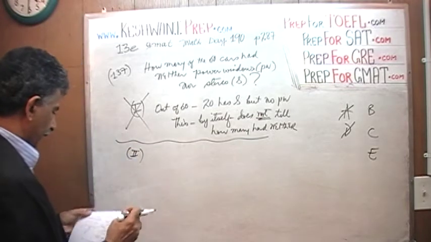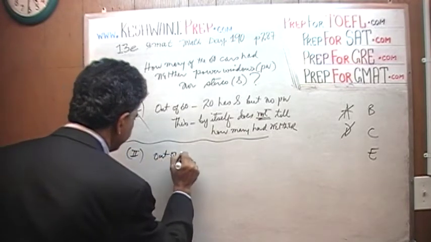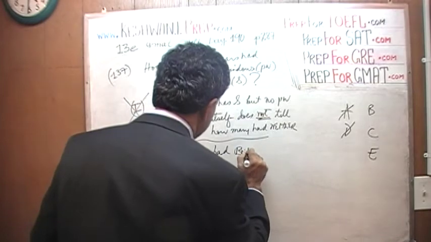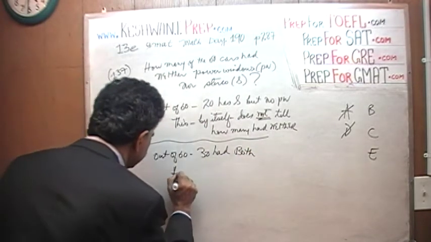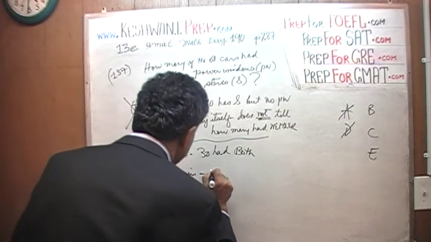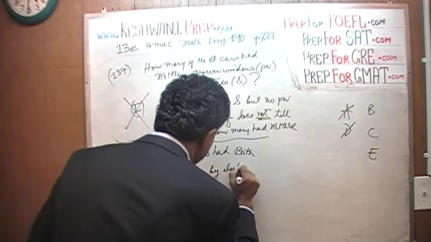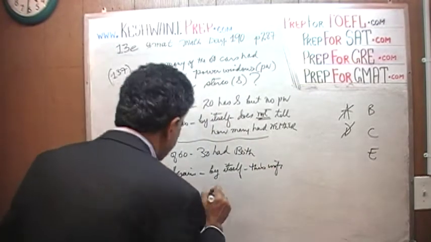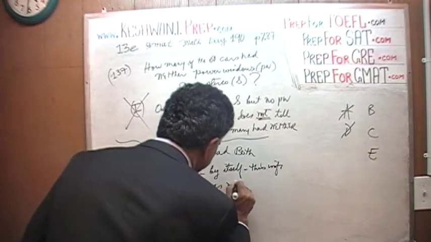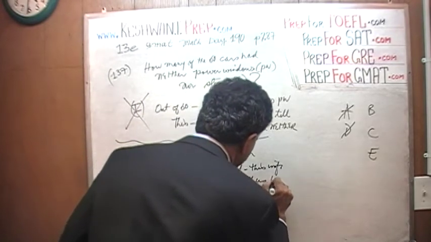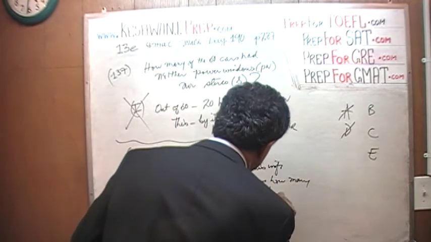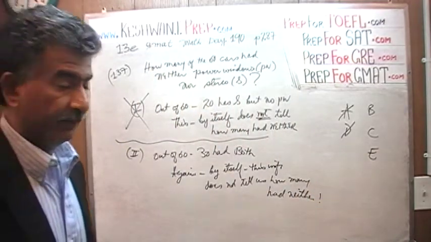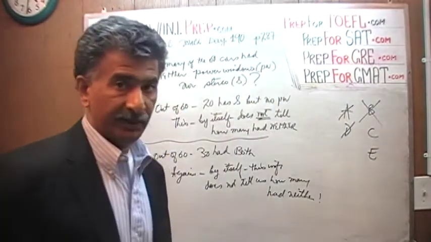In the second statement they tell us that out of 60, 30 had both. Again, by itself, this information does not tell us how many had neither. It does not, alas. Therefore the answer cannot be B either. It will have to be either C or E.